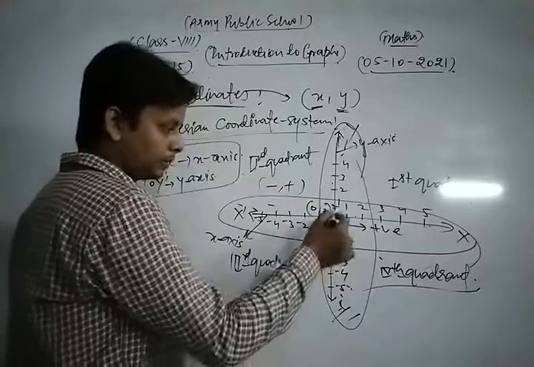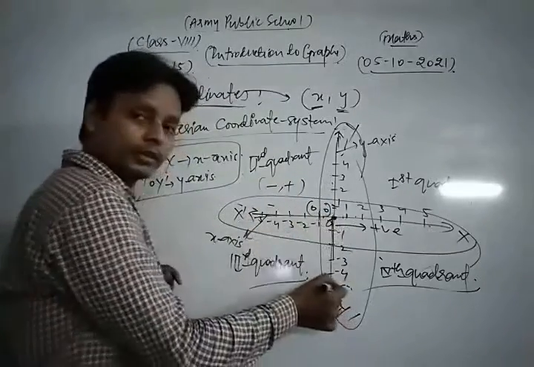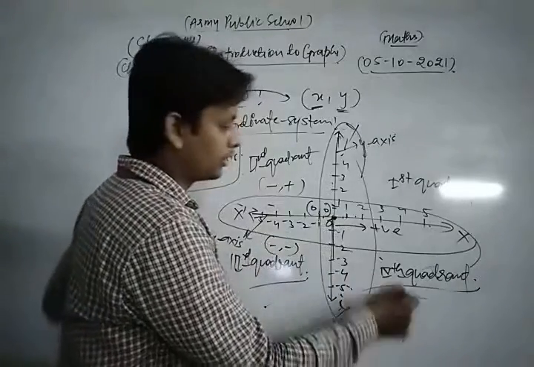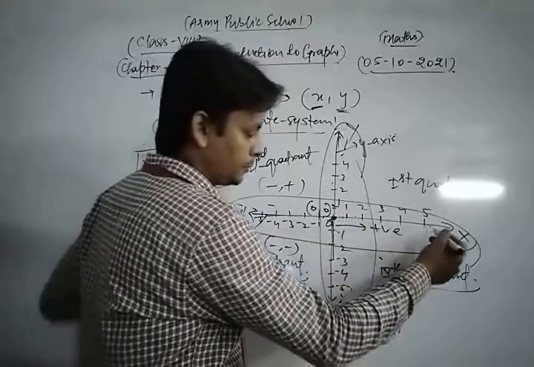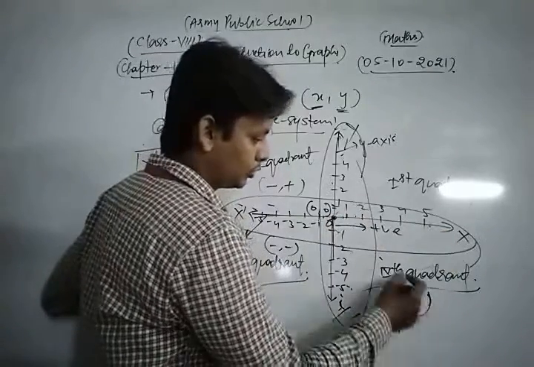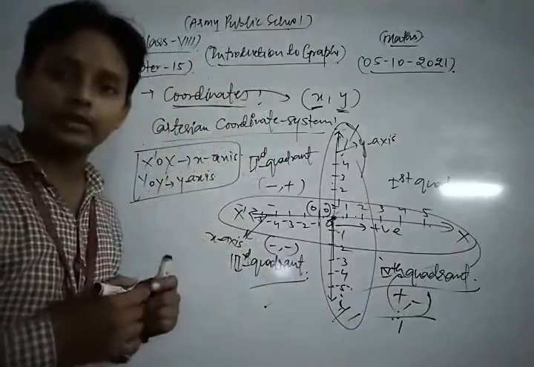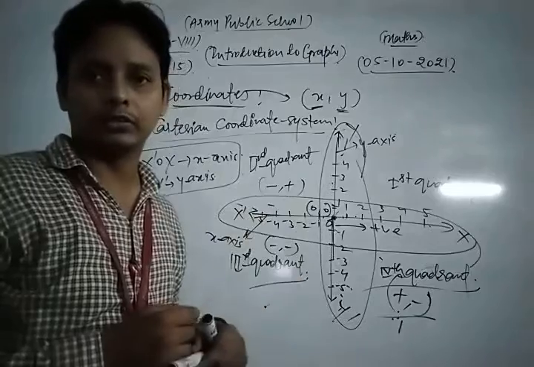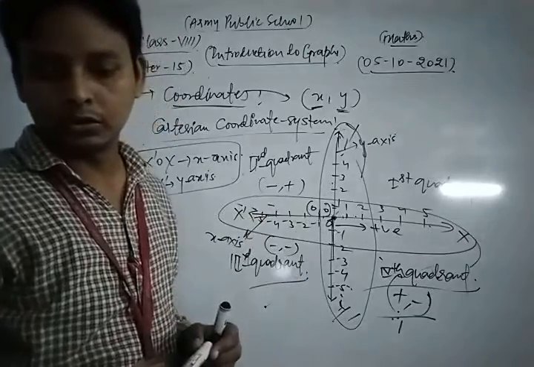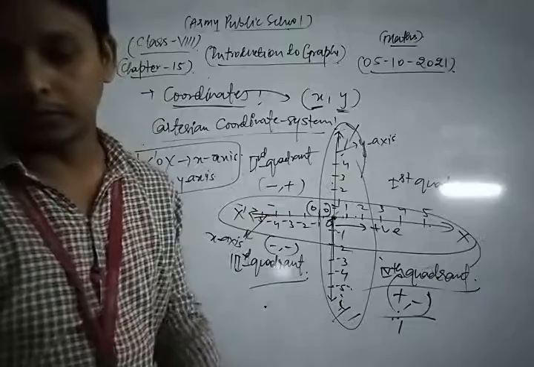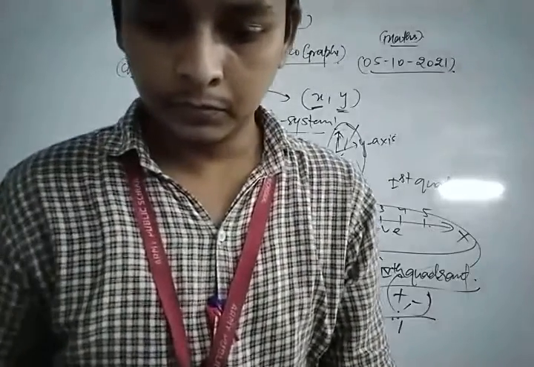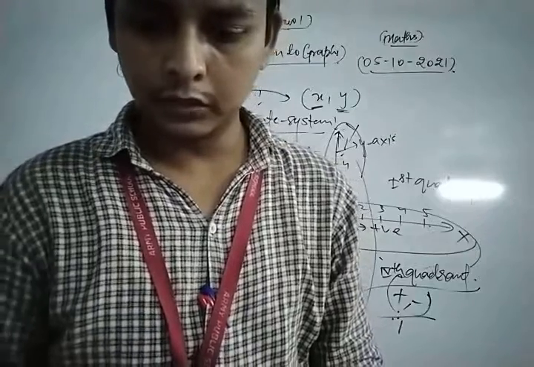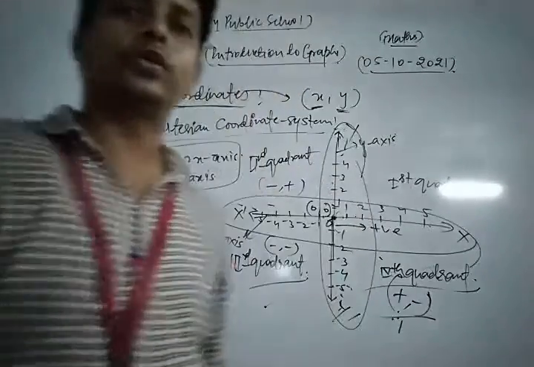In the third quadrant, both the abscissa, meaning x coordinate, and the y coordinate are negative. In the fourth quadrant, the abscissa is positive, but the ordinate is negative. So in this way, you can locate and plot a given point on the graph. Now we take some important questions based on these topics. After that you can solve each and every question of your NCERT exercise.